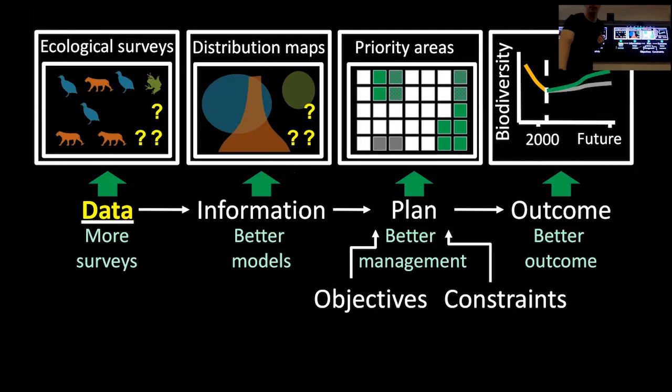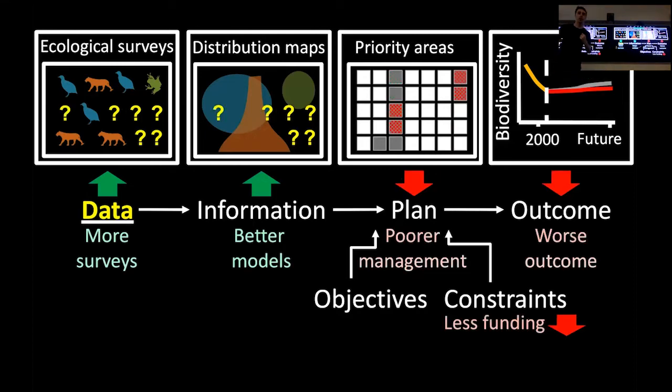However, collecting data isn't free. And if we went overboard and sent out field surveys to sample all of the missing regions, we'd have a much better understanding of where the species are. But now we'd have much less resources to implement our plan.